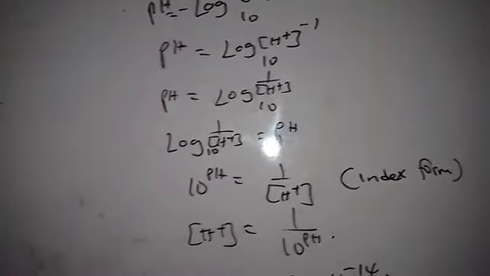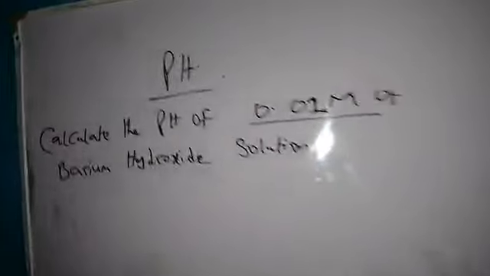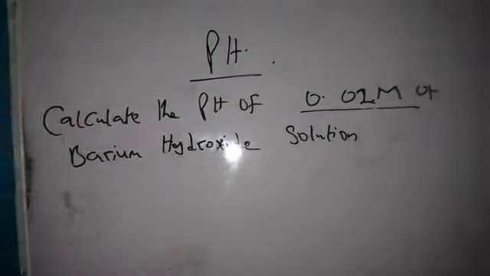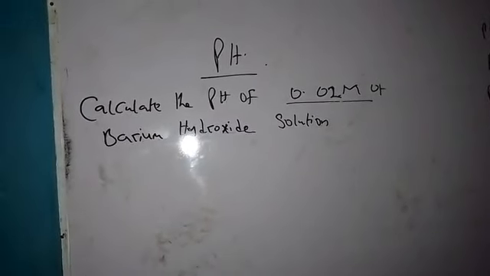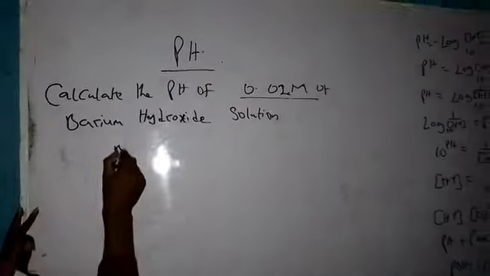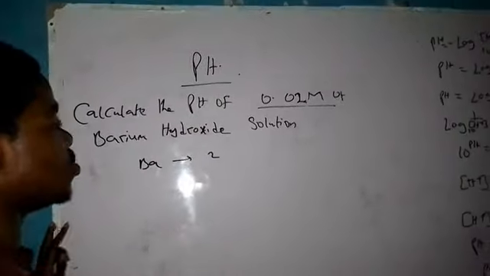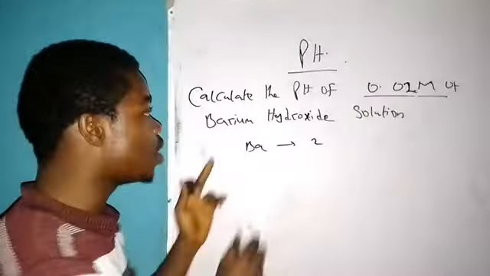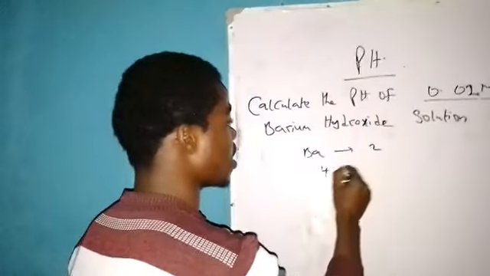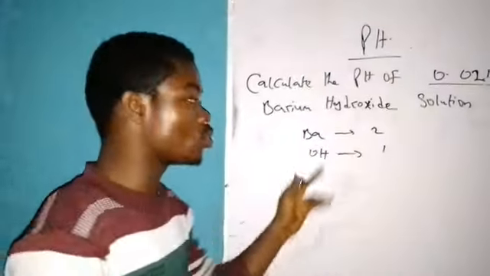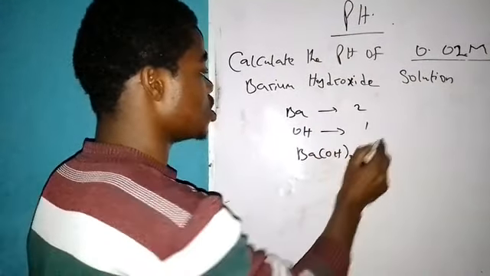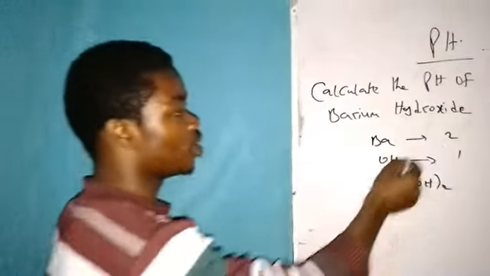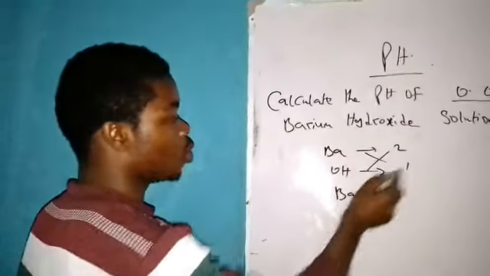Let's take a look at the question that we have here now. Calculate the pH of 0.02 molar barium hydroxide solution. The first thing is barium hydroxide is a base, and now we're going to write its chemical formula. Remember that barium belongs to group 2 in the periodic table. The valency of barium is 2, while OH minus is a radical that has a valency of 1. If I cross multiply, I will discover that Ba(OH)2 is the chemical formula of barium hydroxide.